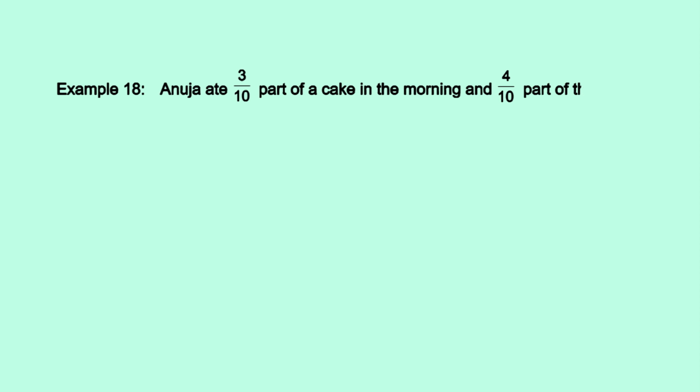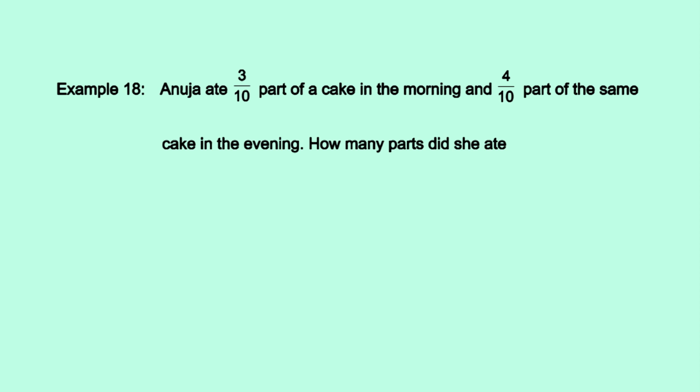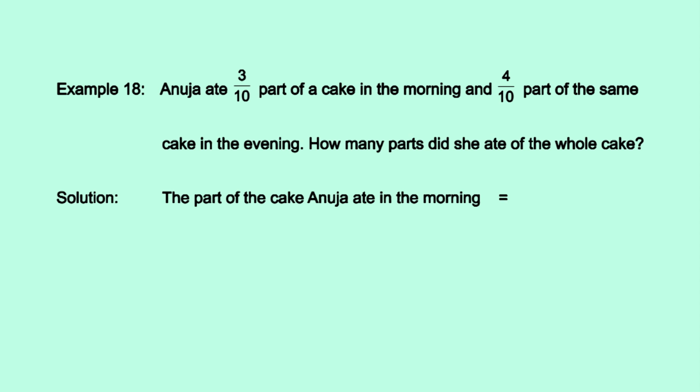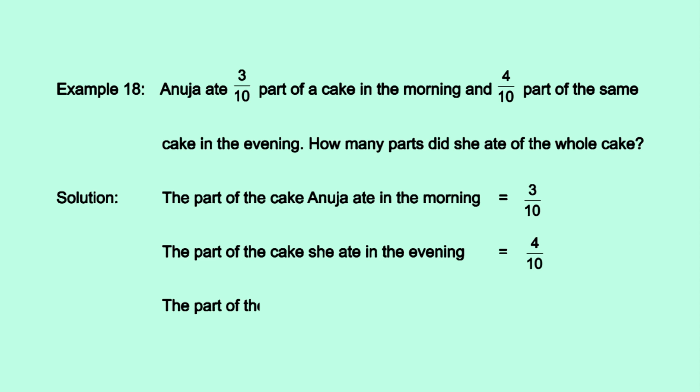Example 18. Anuja ate 3 by 10 part of the cake in the morning and 4 by 10 part of the same cake in the evening. How many parts did she eat of the whole cake? Solution: the part of the cake Anuja ate in the morning is equal to 3 by 10. The part of the cake she ate in the evening is equal to 4 by 10. The part of the cake she ate altogether is equal to 3 by 10 plus 4 by 10 is equal to 7 by 10.